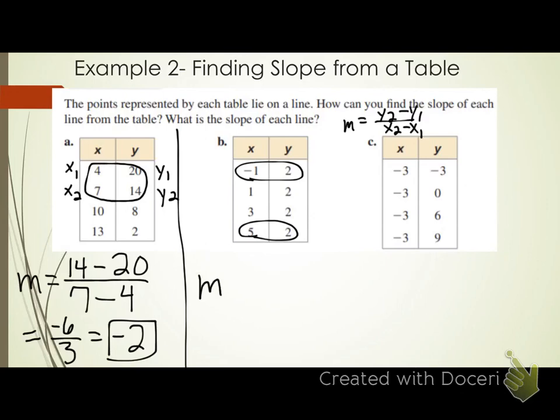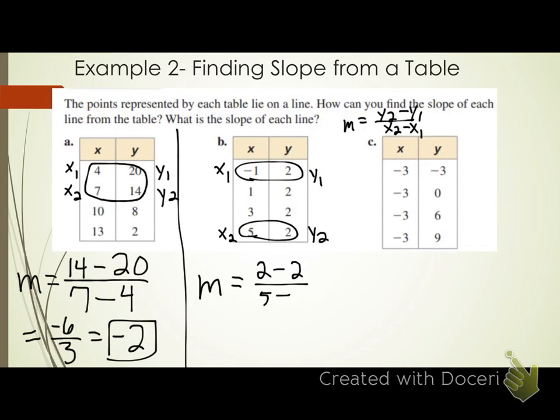So, what is my y2, my second y value of the two ordered pairs I've picked? 2. Bring your minus sign from the formula. What's the first y value from my ordered pairs? 2. Everyone good there? Over, what's the second x value that I picked? 5. Bring the minus sign from the formula. What's my x1, my first x value? -1.